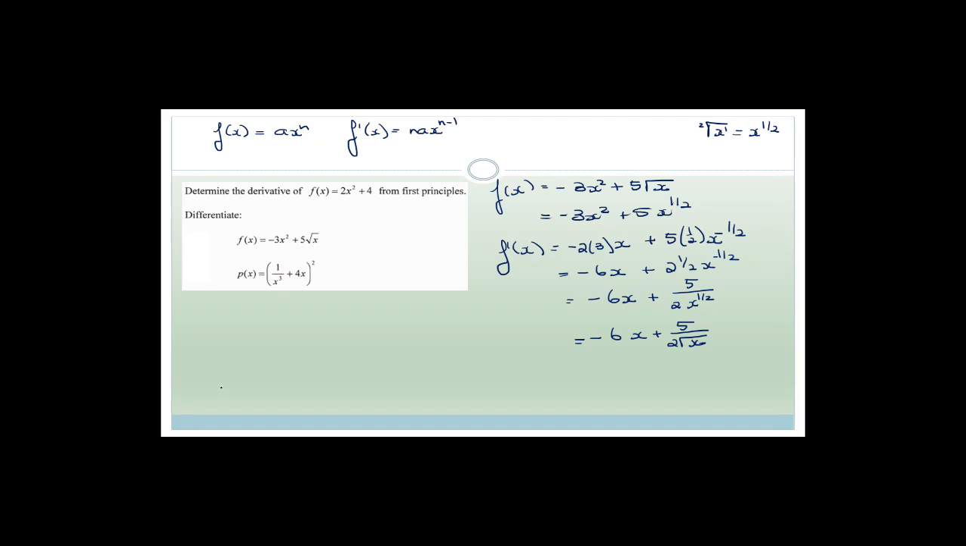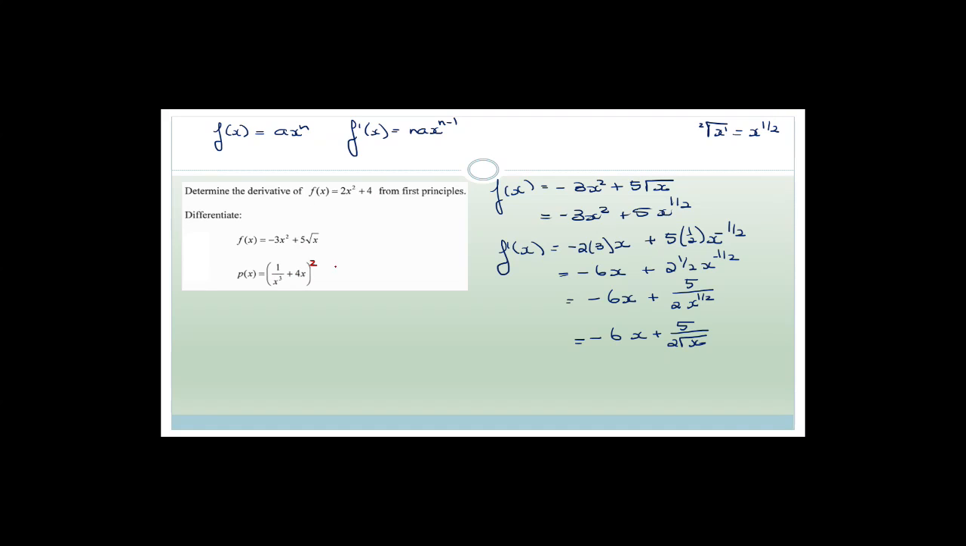Now let's look at differentiating this horrible thing, the p of x. So the p of x is a whole bracket squared. Okay, now if you do AP maths, or I don't even know if anybody does AP maths anymore, or if you've seen some university maths, you'll have learned about the chain rule, and then you'll know how to differentiate brackets with squares. Okay, but other than that, most of us people in matric won't have learned that.